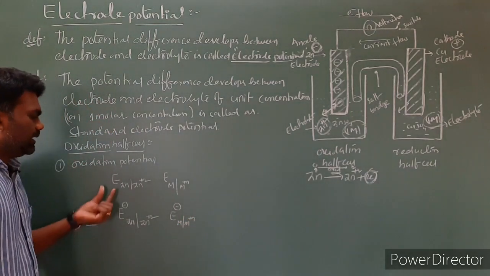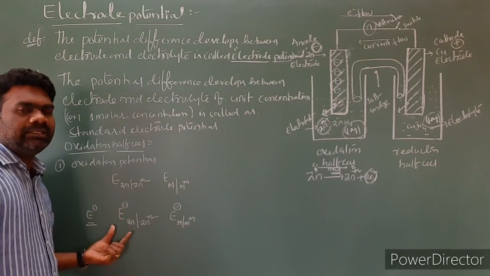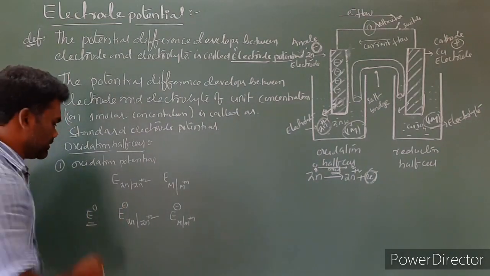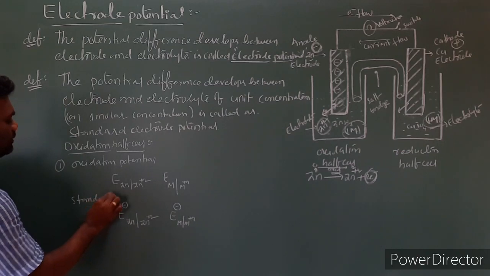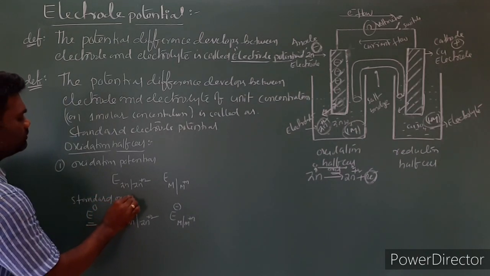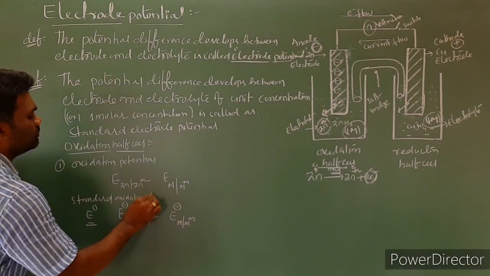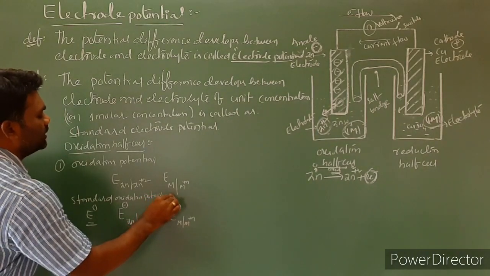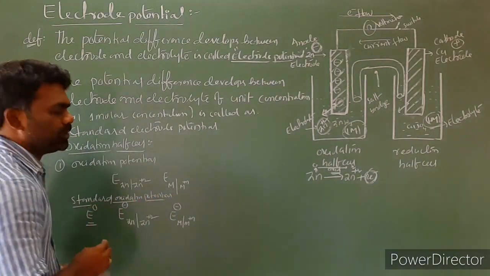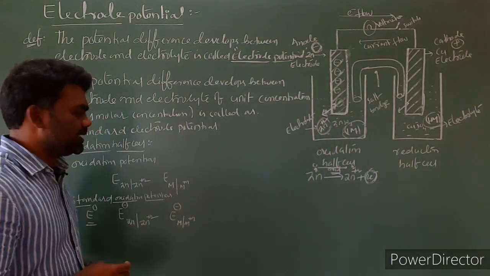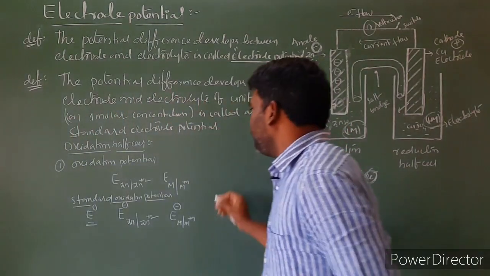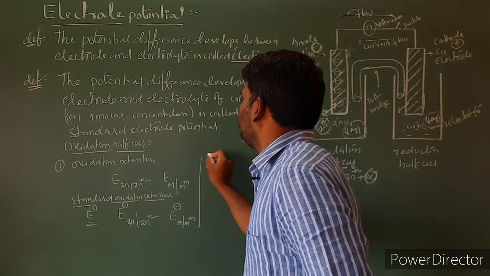So these are the oxidation potentials. These are the standard oxidation potentials. The concentration of the solution is 1 molar. In that case, we are taking a standard oxidation potential. The second one is reduction potentials.